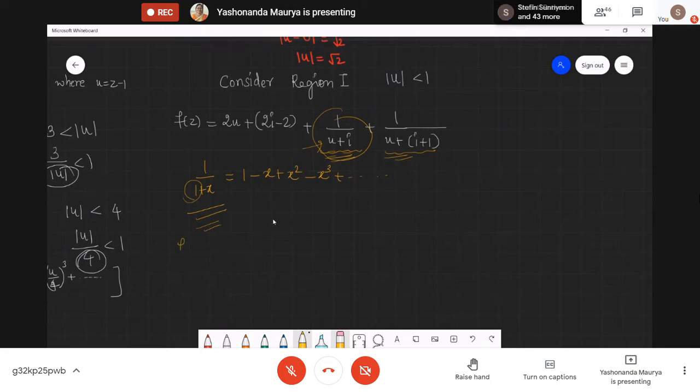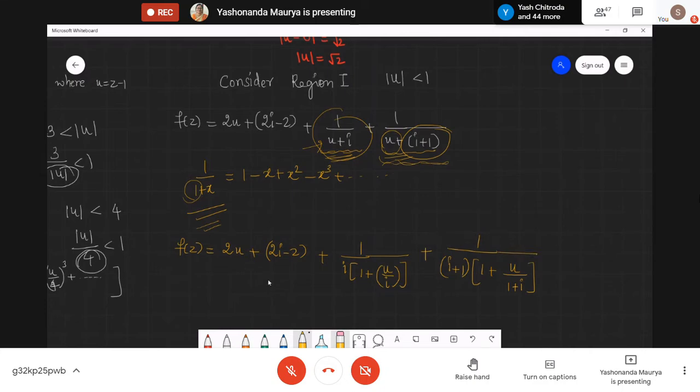Okay, so f of z is equal to 2u plus 2i minus 2, times 1 upon i, so what remains is 1 plus u by i. For the second term, what should be taken out common? i plus 1. So it will be i plus 1, written in a bracket, so it will be 1 plus u upon i plus 1.